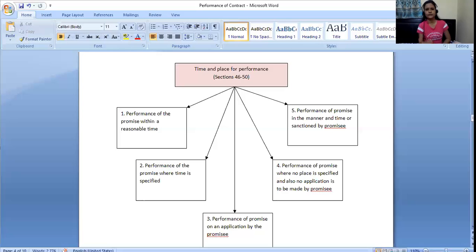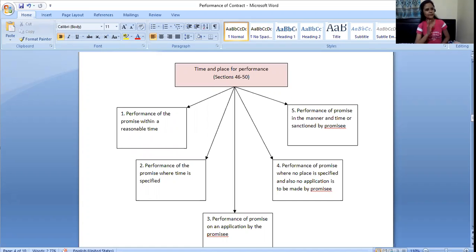So next is when time is specified. Performance of promise where time is specified. It might happen that I have specified one time frame. I have specified 1 day, but I have not specified that it should be done only from 11 to 12 o'clock. I have just given you a rough idea about the date. Then what happens? It should be done during usual hours of business in that day.